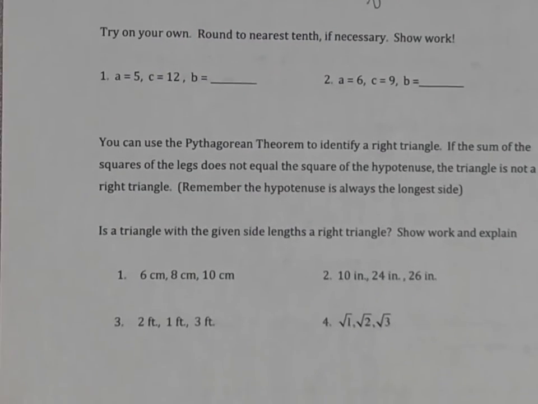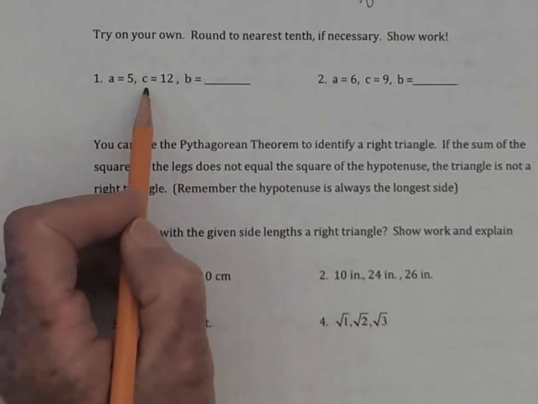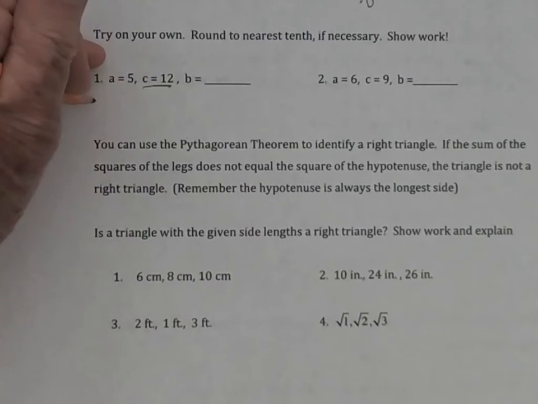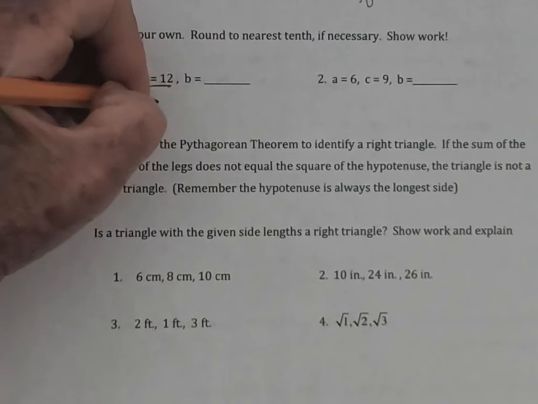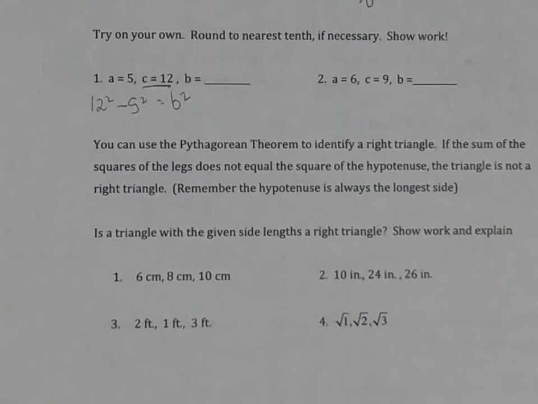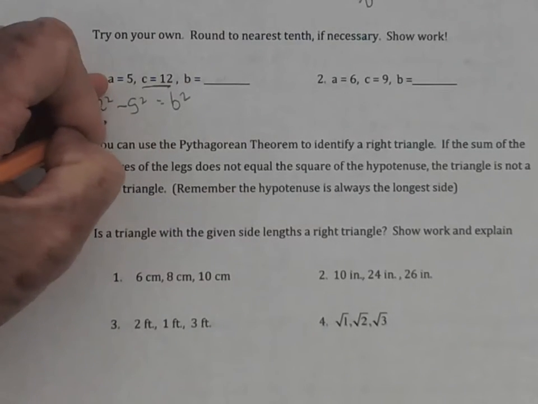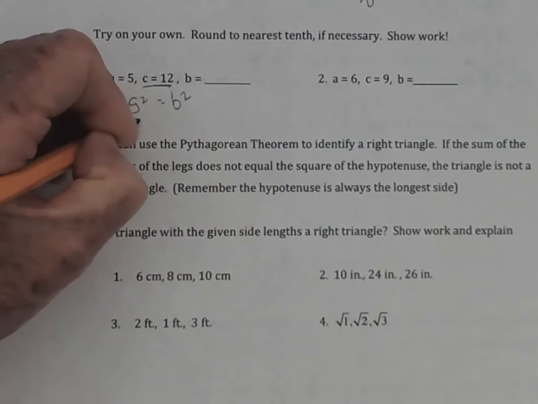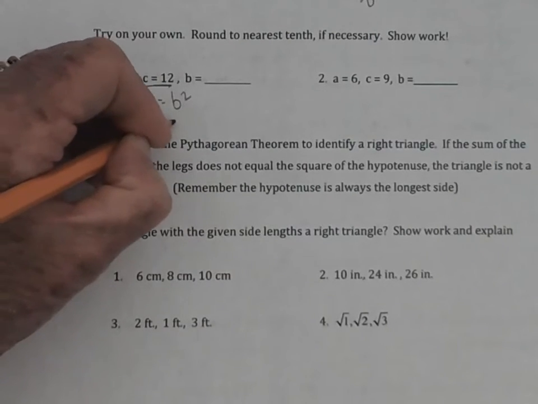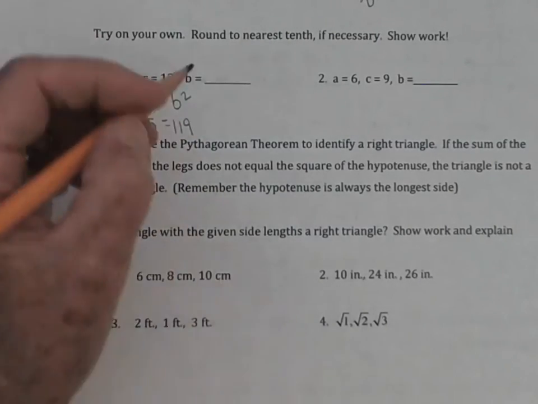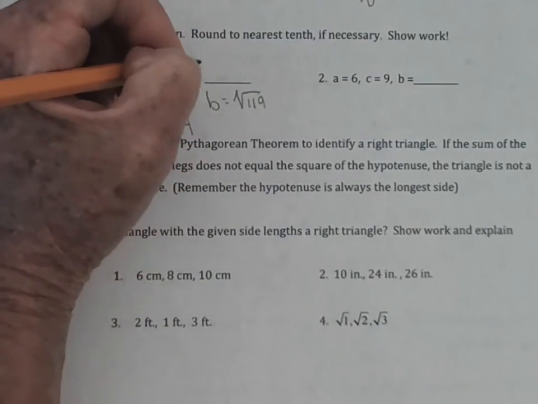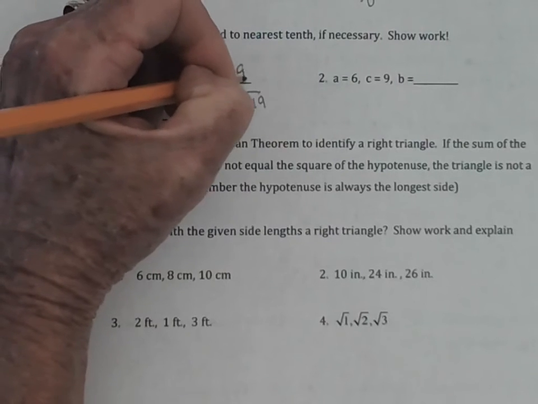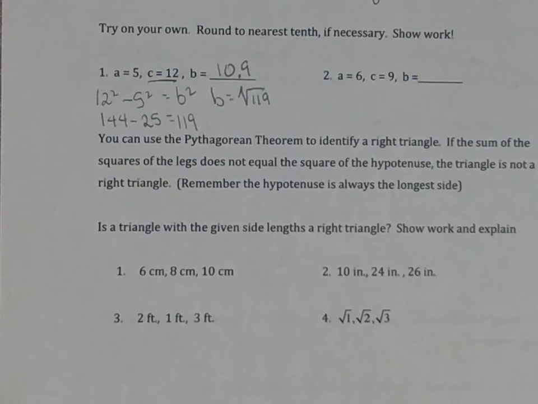So let's do this one. So if we have this, you can see this is my hypotenuse. So we're going to take 12 squared minus 5 squared, and that should give us B squared. So 144 minus 25 gives me 119. So that must mean that B is equal to the square root of 119, which is about 10.9. You try the other one on your own, okay?